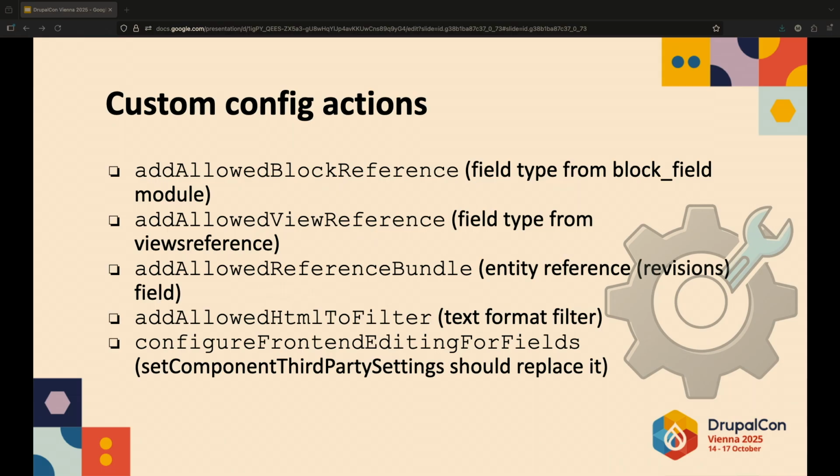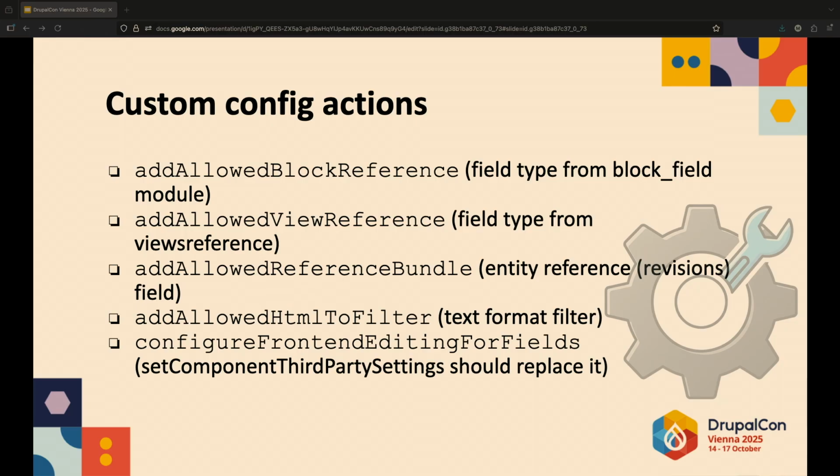So for example, we had to create such config actions like add allowed block reference, because we use block field and we want to fine grain which blocks we like to expose. The same was done for views reference field, because we also want to control which views should be allowed for selection in the paragraph. Then the most useful one was allowed reference bundle, because for entity reference fields or entity reference revision fields, you want, for example, to add one new bundle.